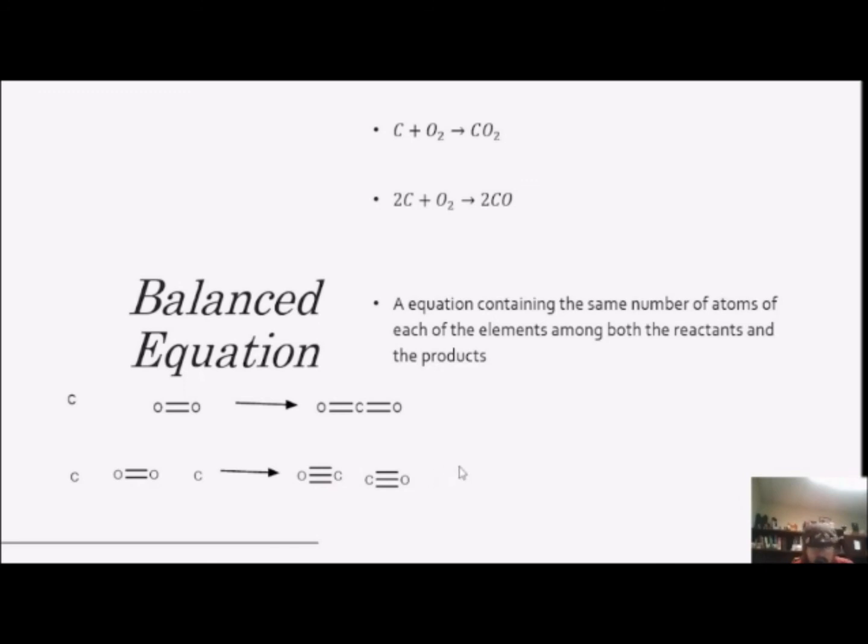Same amount on each side. Now, one of the things we have to keep in mind is that the law of conservation still applies: the amount of each atom on both sides will always be the same. Let's practice balancing some chemical equations real quick before we finish up.